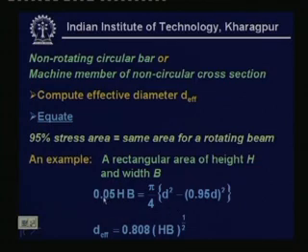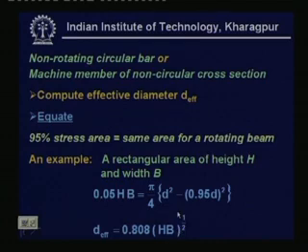So, that narrow strip of area, that 95% stress area, is basically 0.05 H into B, and that is equal to pi by 4 into D square minus 0.95 D whole square. This is the annular area that was shown in the figure. After computation, this diameter, which we call the effective diameter, comes out to be 0.808 (H B) to the power half.